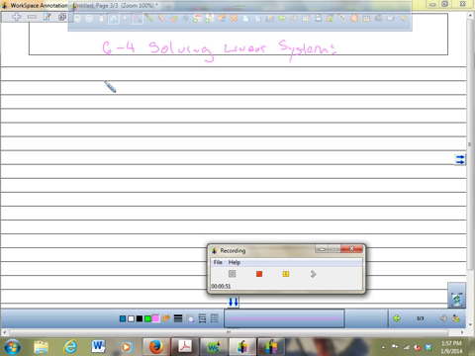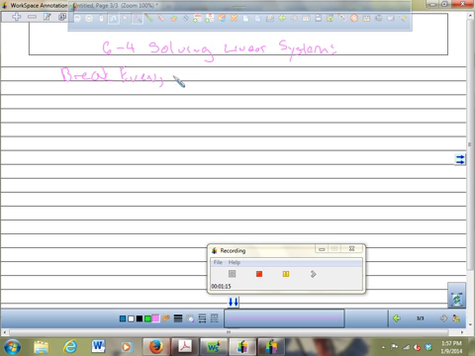The three types of problems we're going to be looking at: one's a break-even problem, which is when you're seeing how many things you need to sell to make a profit, basically.